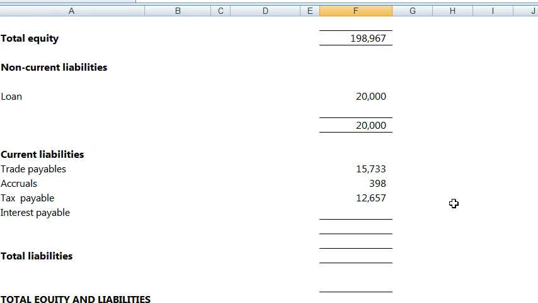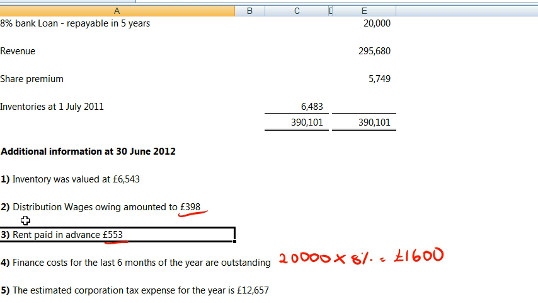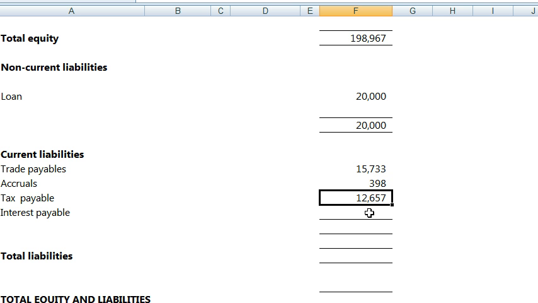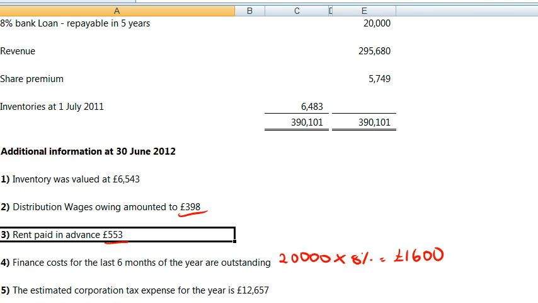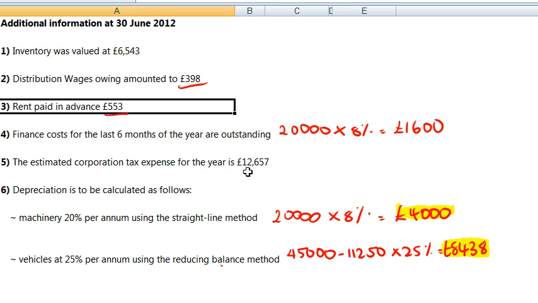Let's look at the figures. Trade payable should be self-explanatory. Accrual, so where did Marsha get 398 from? Again, go to the adjustments. Can you see it says distribution wages owed 398? That's the accrual. Put it in. Tax payable, 12,657. My last recording said you don't pay tax until 9 months and 1 day after the balance sheet date. That's what they owe, 12,657. The same figure you put in the income statement.